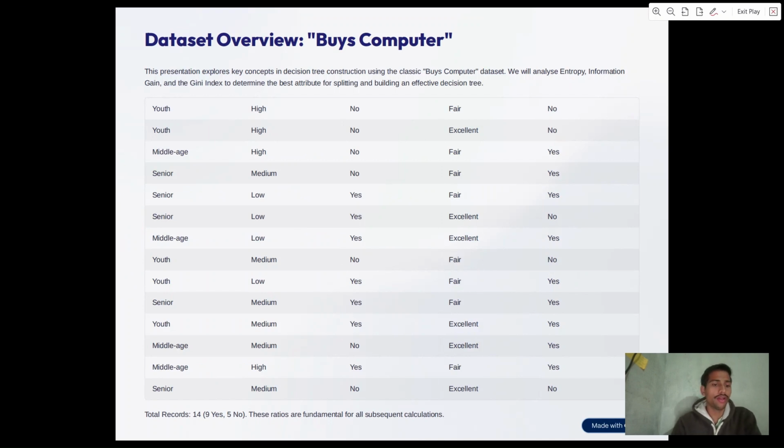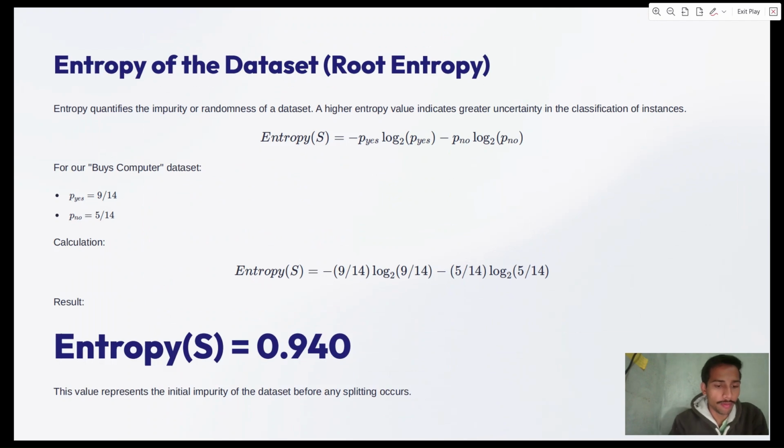Let's see the entropy of the dataset. First, we calculate the entropy, which measures impurity or randomness. If a dataset is perfectly mixed, 50/50, entropy is 1. If it's pure, all yes, entropy is 0. Using our formula, minus 9/14 log base 2 of 9/14, minus 5/14 log base 2 of 5/14, we got a root entropy of 0.940. This high number confirms that our data is currently very mixed.